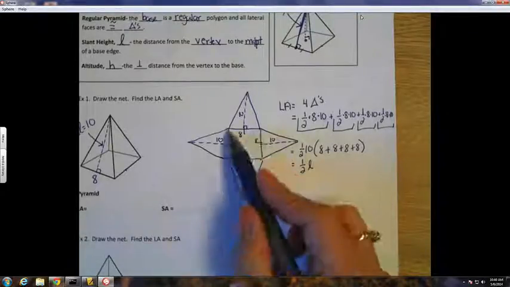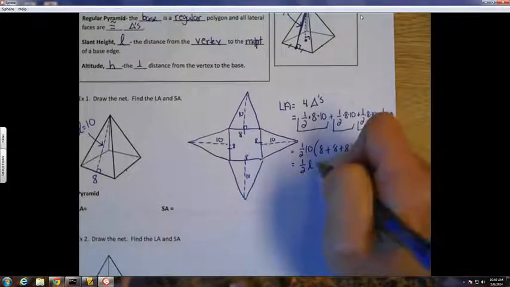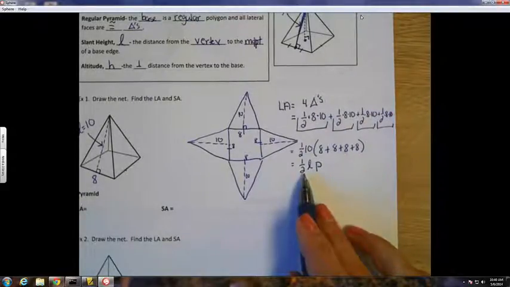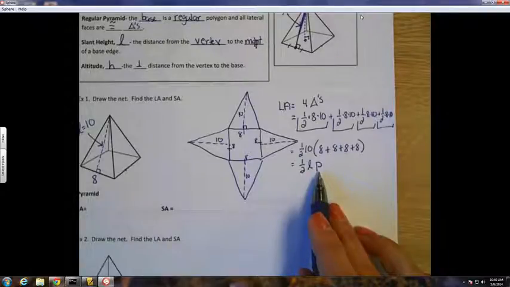Base. What about the base? The perimeter of the base. Agree it's adding up the 8 all the way around? So that's the perimeter of the base. And that's our formula for lateral area of a pyramid.